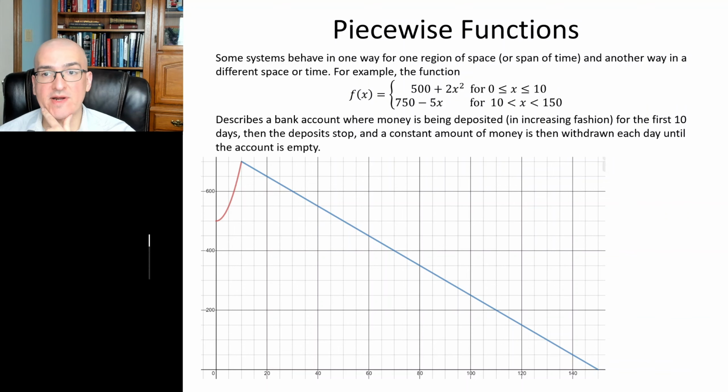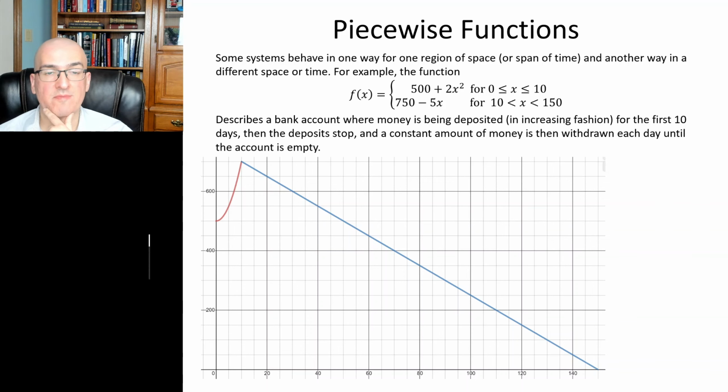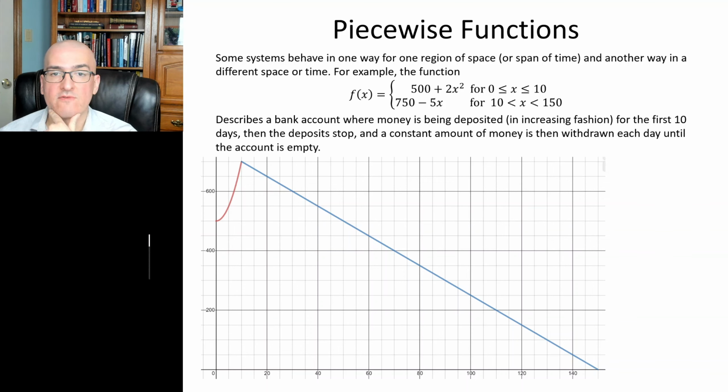Then after you put money into the account, you start taking money out. So this is a mathematical model of investing something into an account for 10 days, and then taking something out for the next 140 days, taking out $5 a day. A constant $5. So you're not taking out 5 and then 10 and then 15. It's just take out 5 and then 5 and 5. And this is what the graph of that bank account would look like.